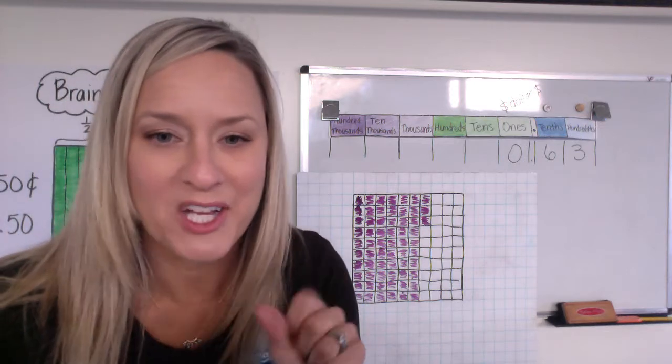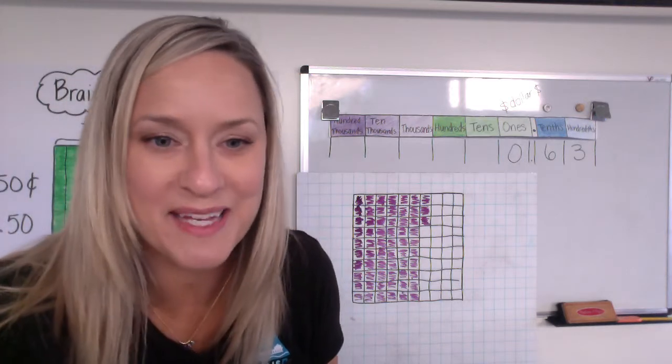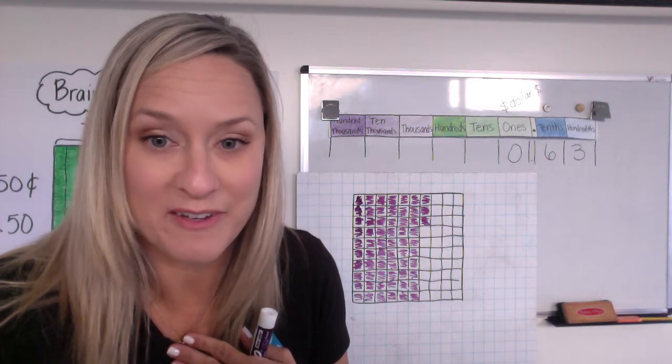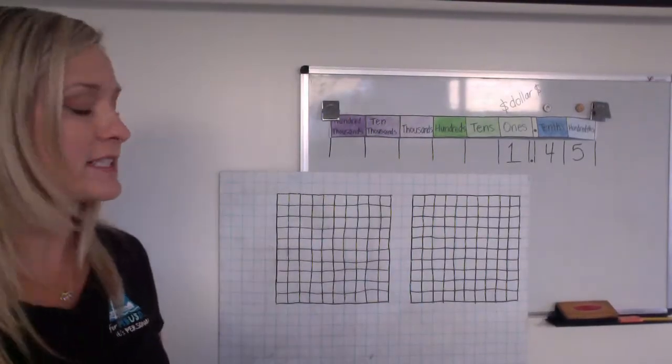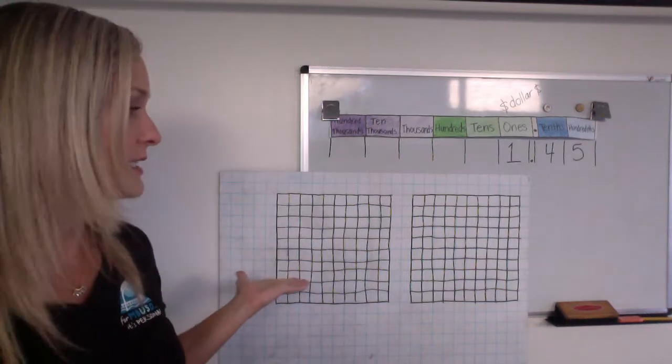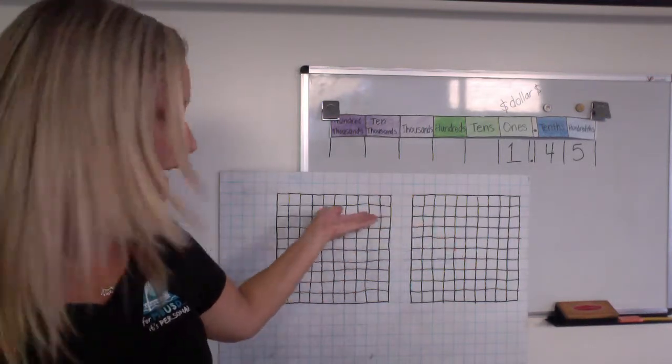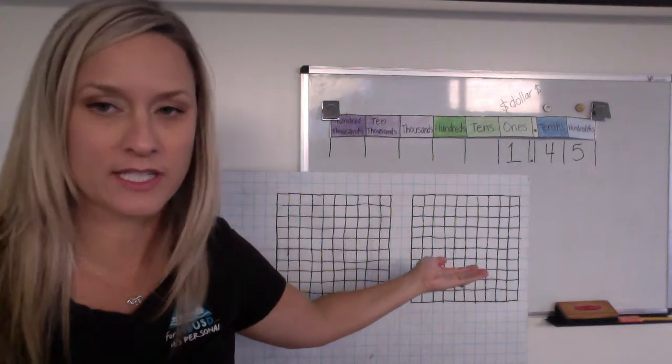Go ahead and erase. I hope you're doing this with me. And I'm going to erase too, and we'll get ready for our next one. All right, kids, this time we've got something a little bit different. So check this out. You probably noticed I have 2 of these 100 grids now.